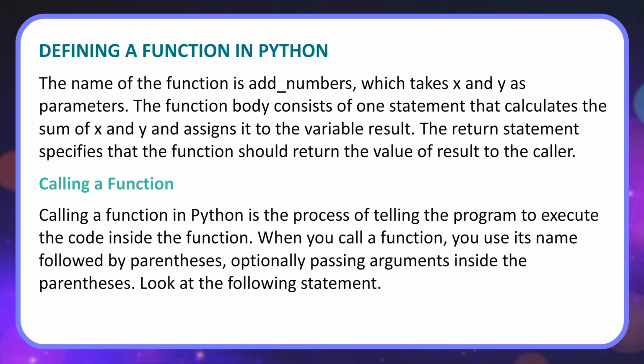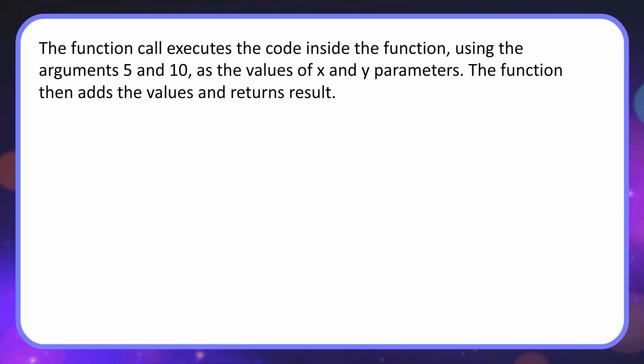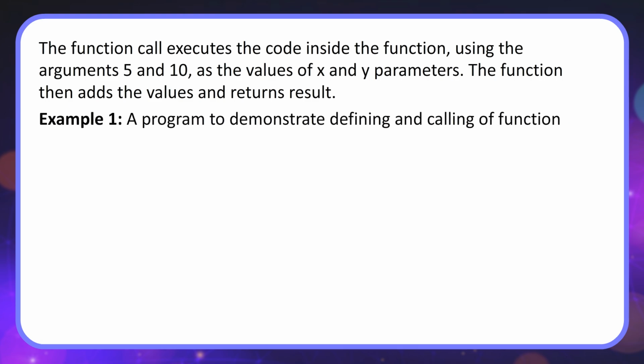Calling a function. Calling a function in Python is the process of telling the program to execute the code inside the function. When you call a function, you use its name followed by parentheses, optionally passing arguments inside the parentheses. Look at the following statement. add_numbers(5, 10). Calling the function. The function call executes the code inside the function, using the arguments 5 and 10 as the values of x and y parameters. The function then adds the values and returns result.